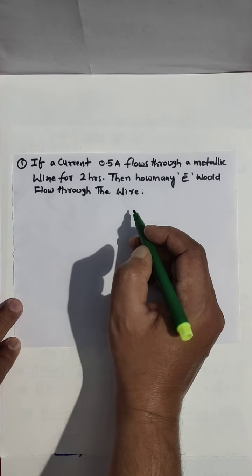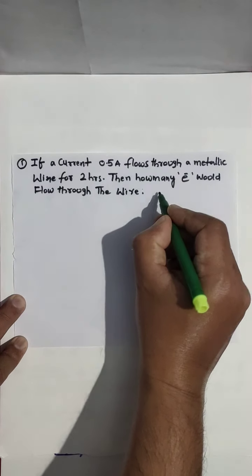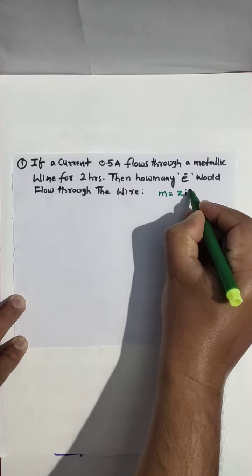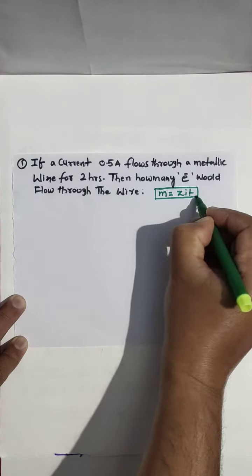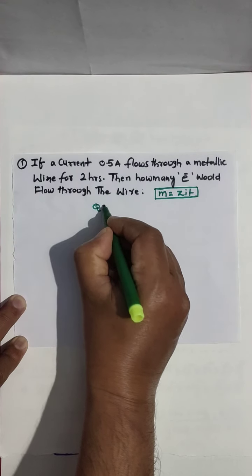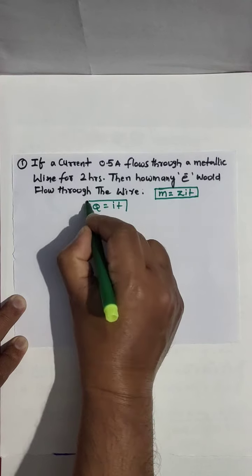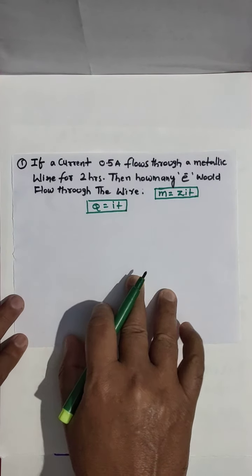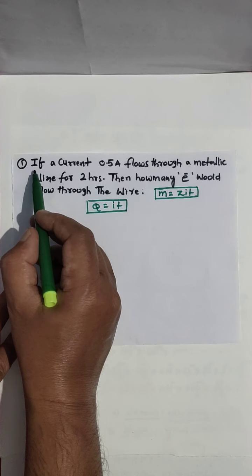first law of electrolysis. You know very well Faraday's first law formula, M equal to ZIT, or Q equal to IT. This is the main formula. And the problem here I am going to explain from the NCERT textbook.